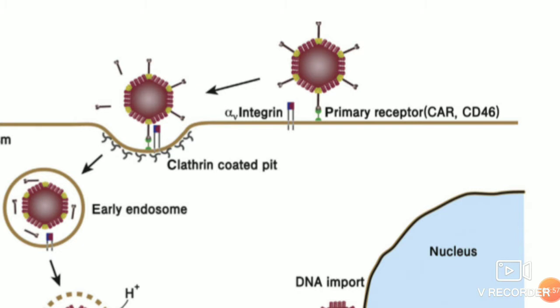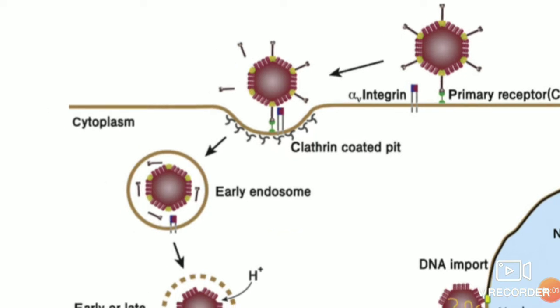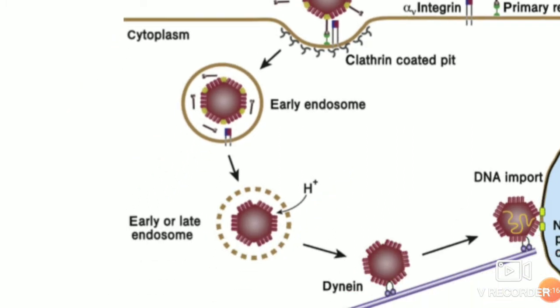Once it interacts with alpha integrin, it undergoes clathrin-coated endocytosis, where trimers of clathrin arrange near the viral and receptor interaction, and the virus is taken into an endosome. This endosome has a pH of 5.5 that leads to release of the fiber protein.